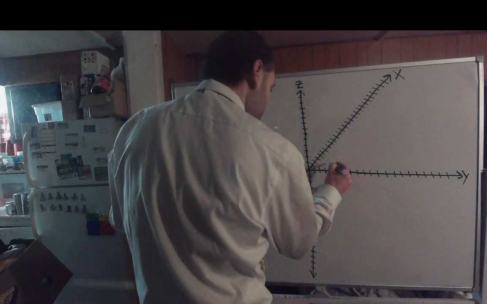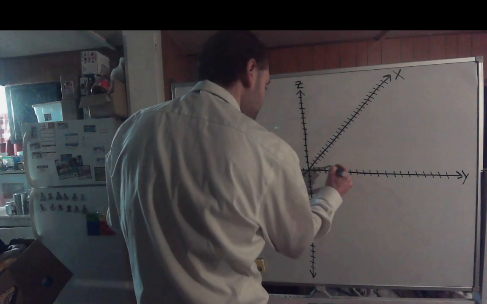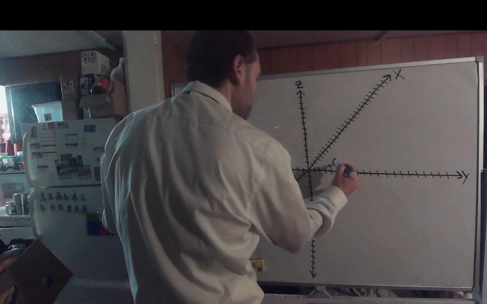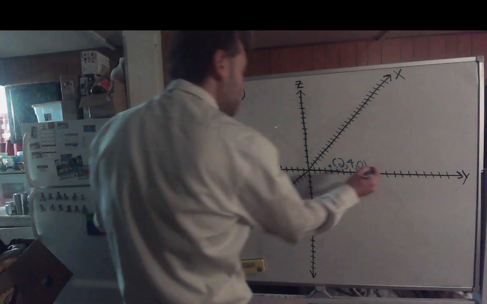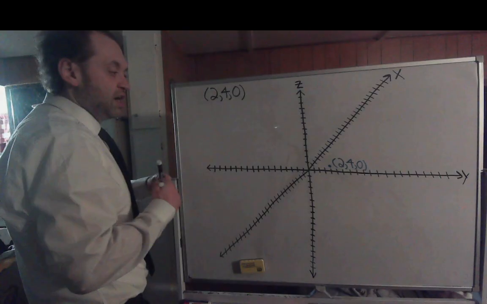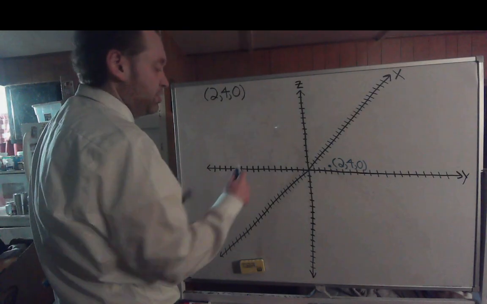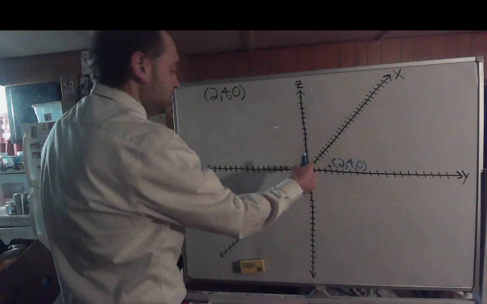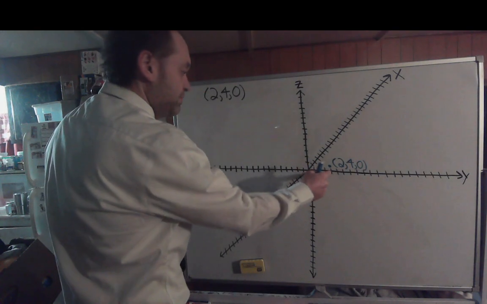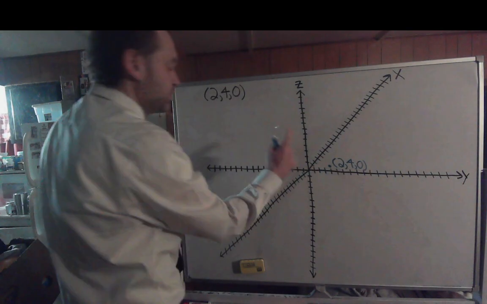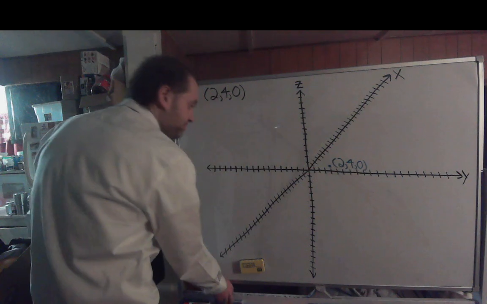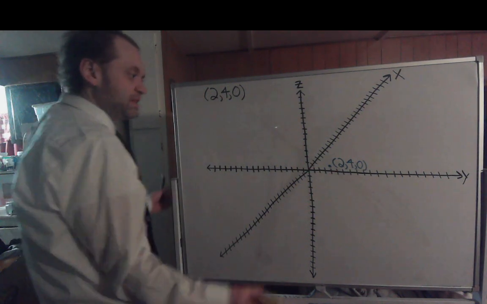Plotting these in 3D is a little bit tough, but there would be the point (2, 4, 0), because you've not gone up in z, but you've gone over 2 and up 4 on the y-axis. Over 2 and over 4 on the y-axis. So it's a little bit different when you're plotting in 3 dimensions.